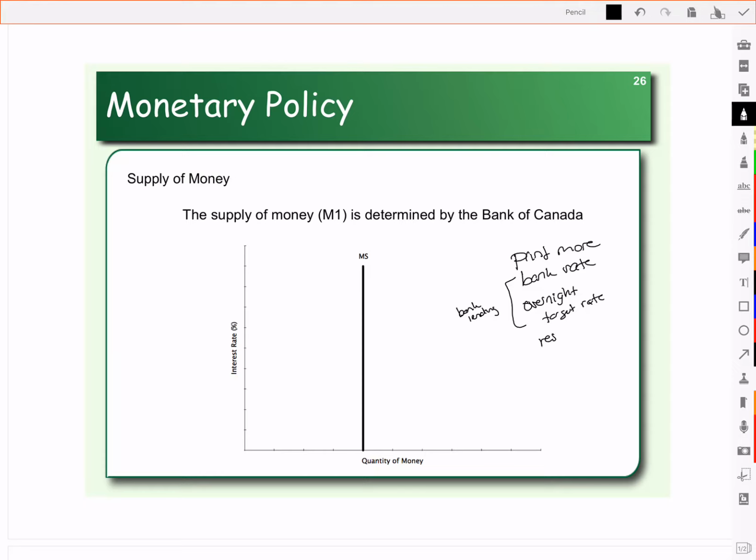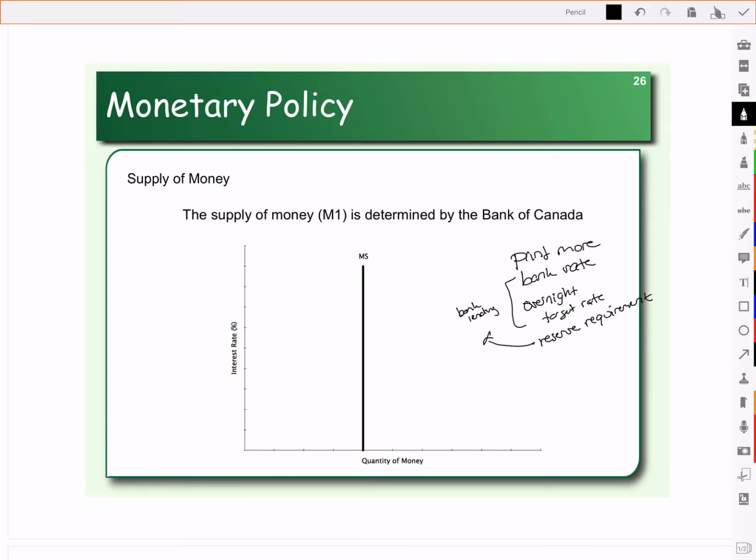So changing the bank rate and the overnight target rate change bank lending. We can also change the reserve requirement. And so the reserve requirement, you'll recall, is the amount of cash that banks have to keep on hand. It's the excess reserve that they can lend out, and the target reserve is what they have to keep as cash. So if the Bank of Canada changes the reserve requirement, raises the reserve, then banks have less money to lend out, and it's bank lending that increases the money supply.